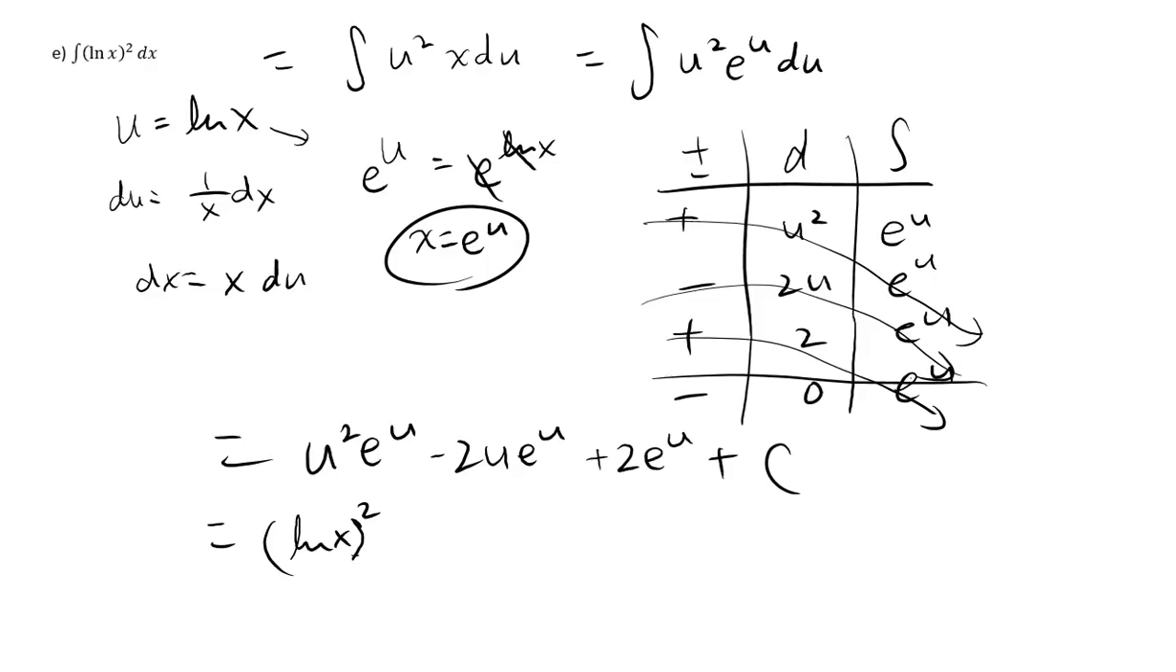And then instead of e to the ln of x, see that x is e to the u, so you just rewrite this as x. Okay, so: x times ln of x squared, minus 2 times ln of x times x, plus 2 times x, plus c. So that's the answer.